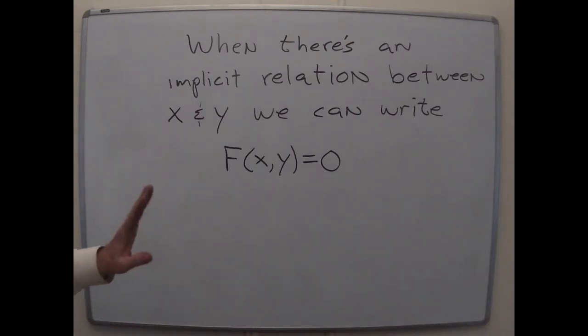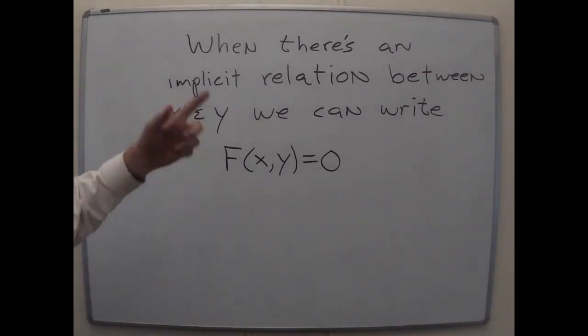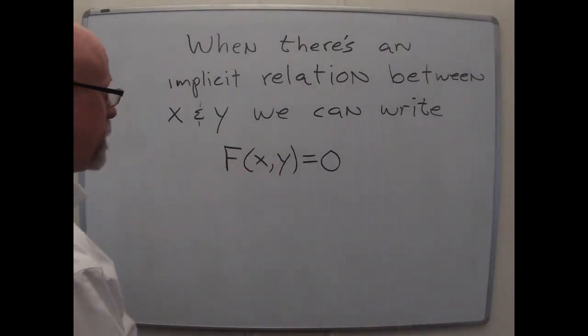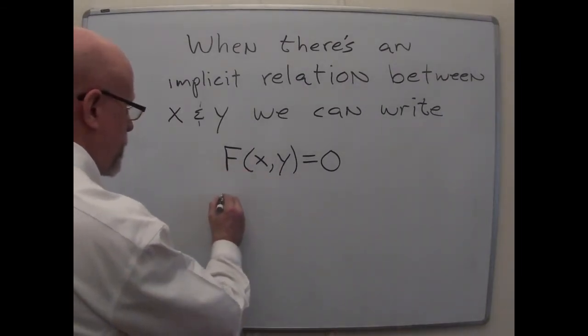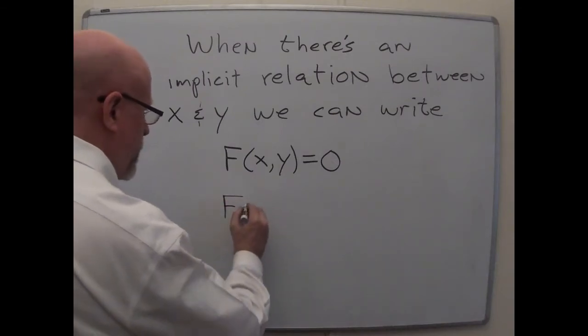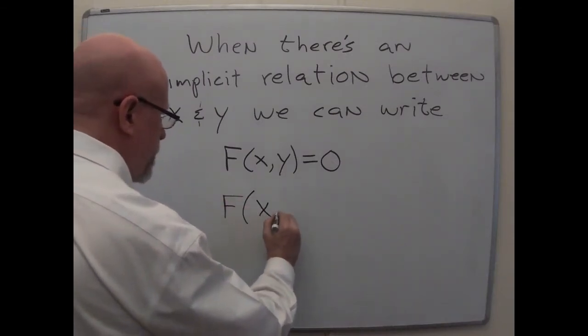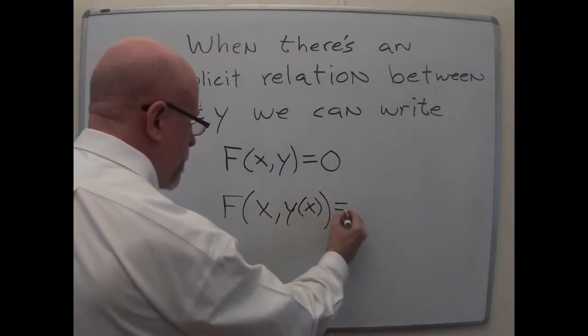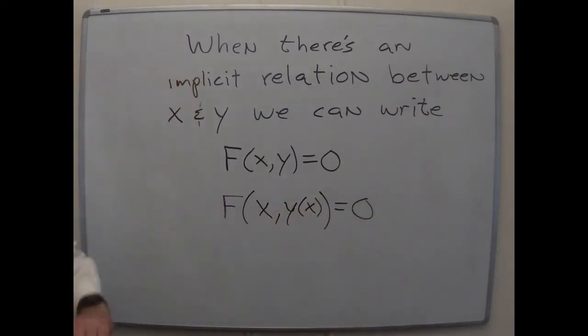Well, first, we are going to play the same game that we played when we were doing this in Calc 1. We pretend y is a function of x. So that is, we don't just straight up differentiate. We think about f of x comma y of x equals 0. And we want to differentiate that.